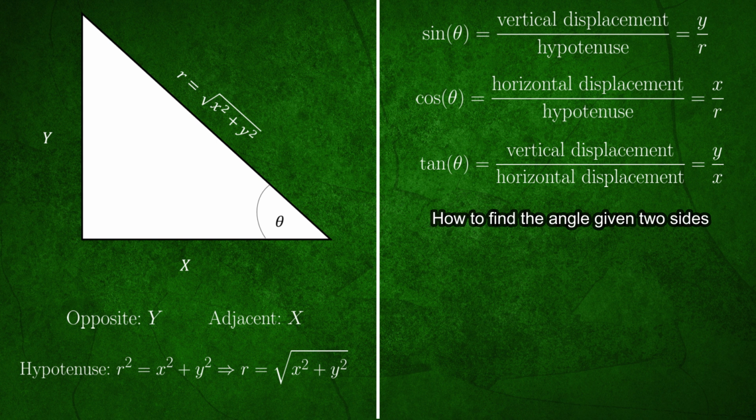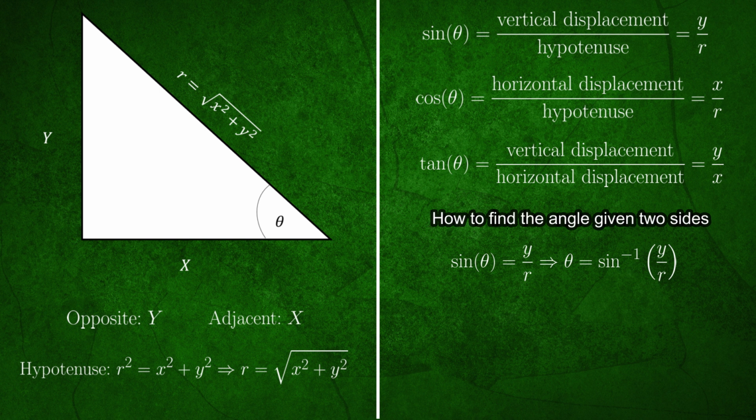Let's suppose that the side y and the hypotenuse r are given. Then we can use the function sine of theta, which is equal to y over r, for finding the angle theta. We only need to use the inverse of the function sine, which is arcsine. If we do so, we find theta equals arcsine of y over r.